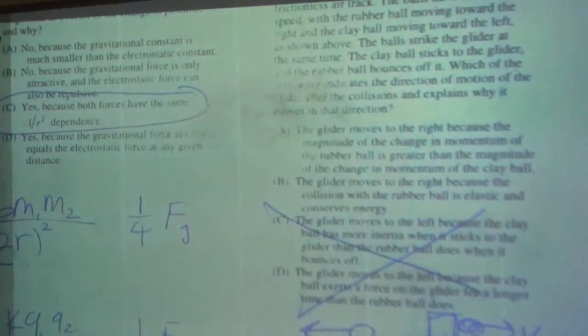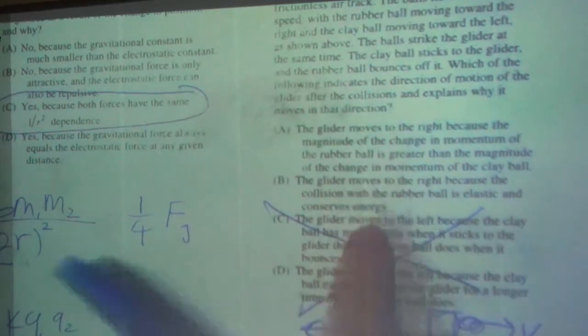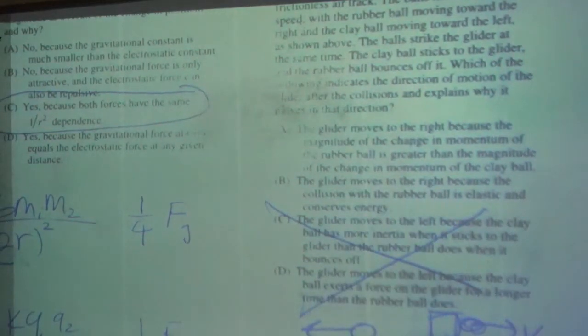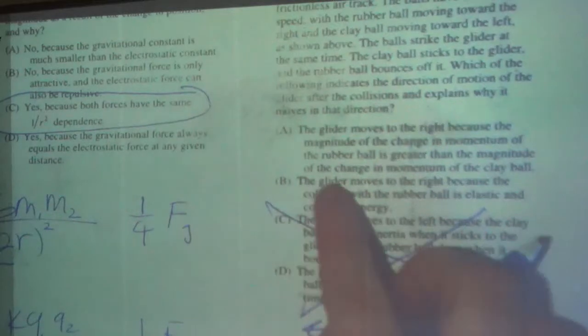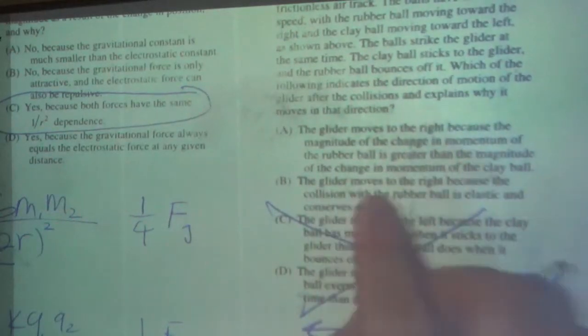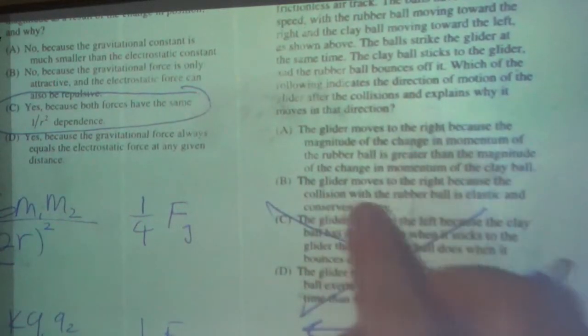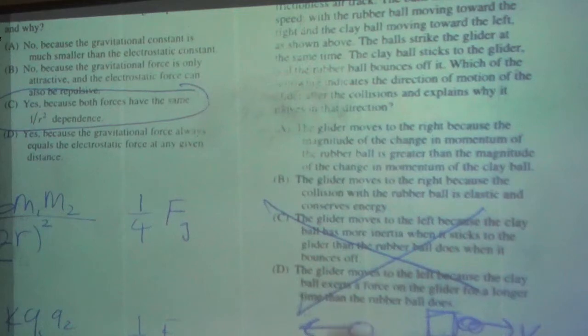So we can cross off C and D because, for momentum to be conserved, these two have to go to the right. Now it's just thinking through what the correct explanation is. B says the glider moves to the right because the collision with the rubber ball is elastic and conserves energy. That might be true, but I don't know why this ball conserving energy would make this one go to the right. So I'm going to cross that off, leaving A.